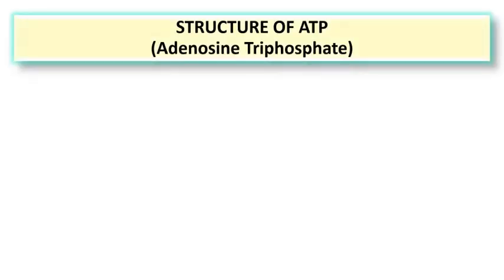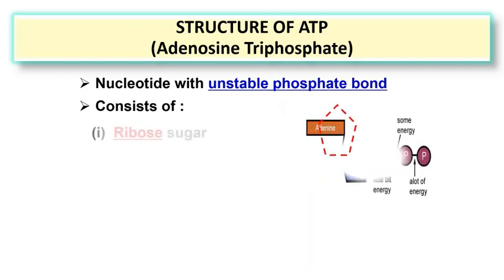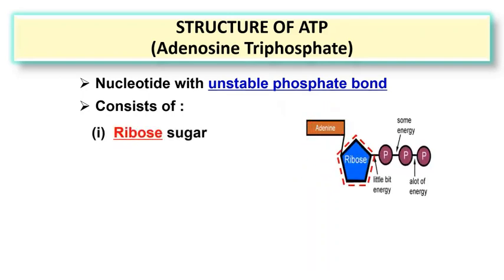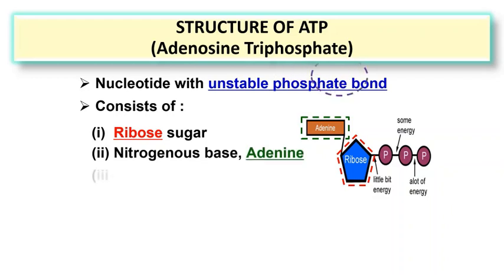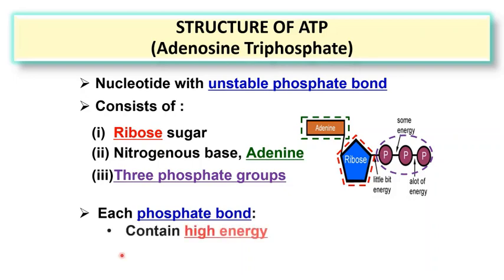So let's take a look at the structure of ATP, adenosine triphosphate. It is a nucleotide with unstable phosphate bonds, which consists of ribose sugar, a nitrogenous base, which is adenine, and 3 phosphate groups. Each phosphate bond contains high energy, especially the third group.